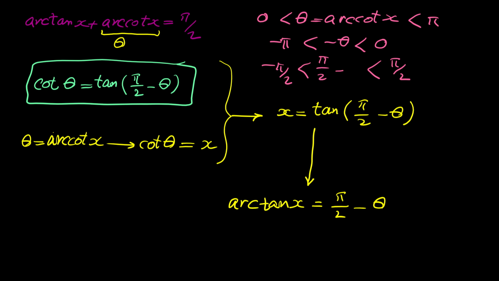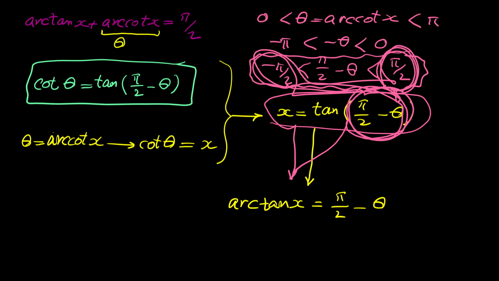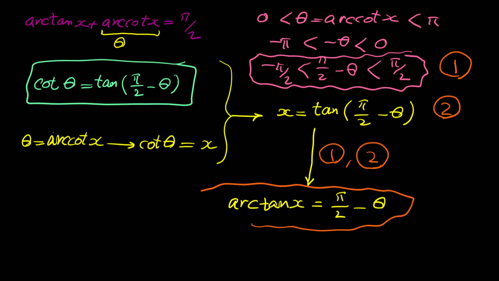So this is angle theta here. Look at this. Now we have the condition that we need. If we want to get from this relation to this relation, we have to know that this angle is between negative pi over 2 and pi over 2. Now we have proved that this angle is between negative pi over 2 and pi over 2. So, let me name this relation 1 and relation 2. From 1 and 2, by considering these two relations, we can conclude that arctangent of x is pi over 2 minus theta.